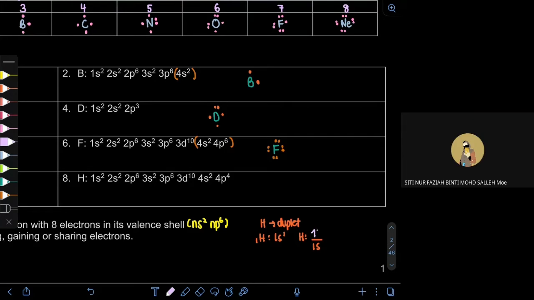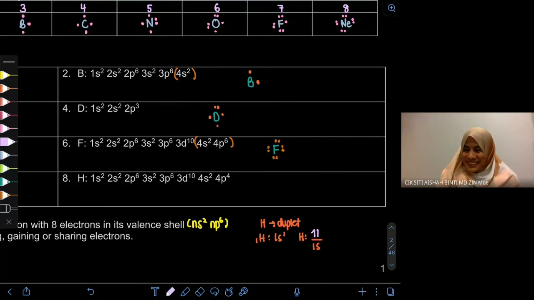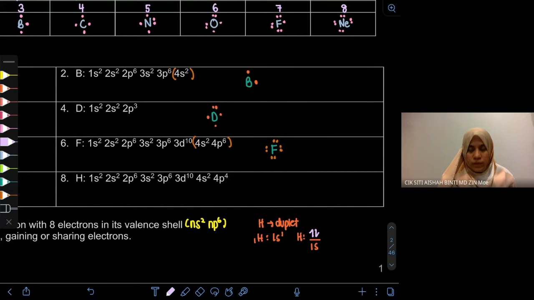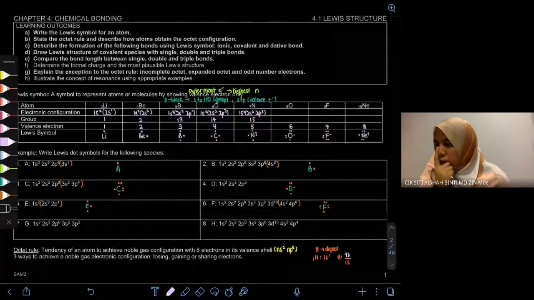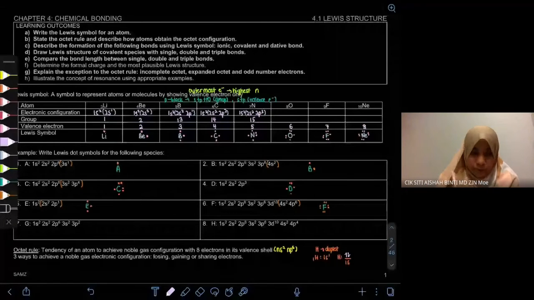1, 2, kotak. Yalah bah, mana ada demo antar. Sekejap, kenapa ni? Okay, so 1s. Okay, so that's for our octet rule. Line Miss 4G balik, tadi 3G.